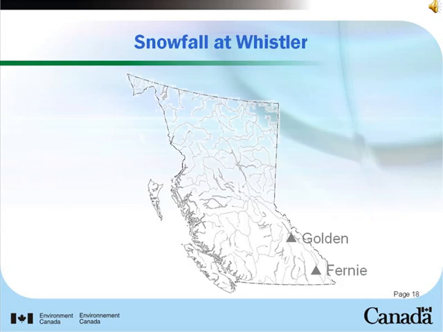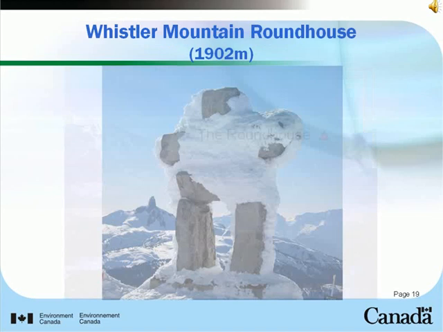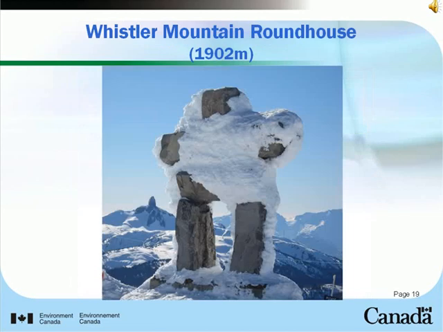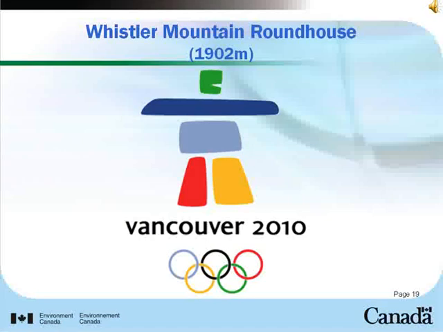Moving to the coast and to a much higher elevation station reveals something about the character of high alpine snowfalls during El Niño. Snowfall records for the Whistler Mountain Roundhouse at an elevation of about 1,900 meters date back to 1973, just prior to the reversal of the PDO from cold to warm phase. Whistler effects are of particular interest because of the upcoming 2010 Olympics.